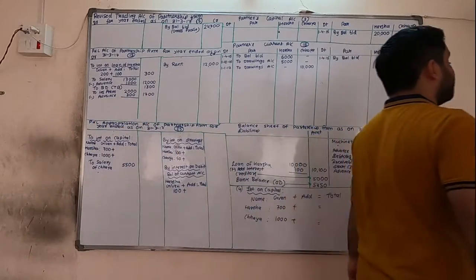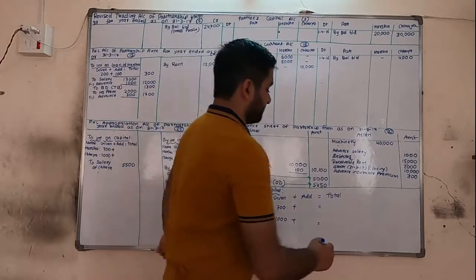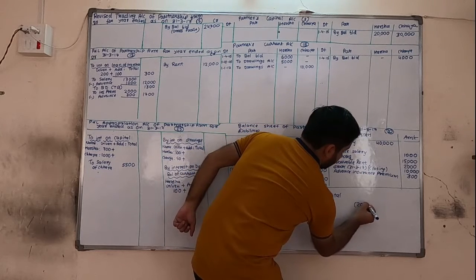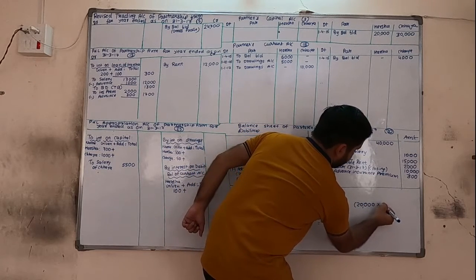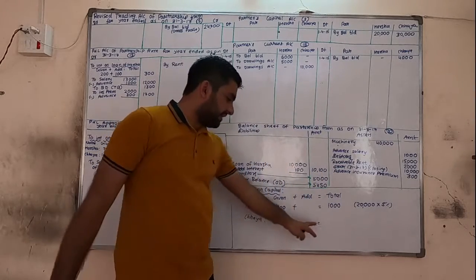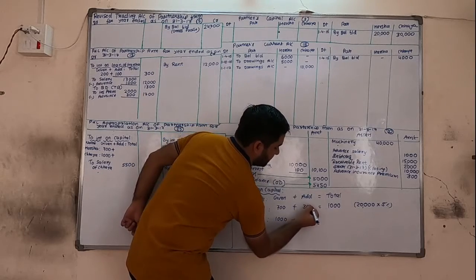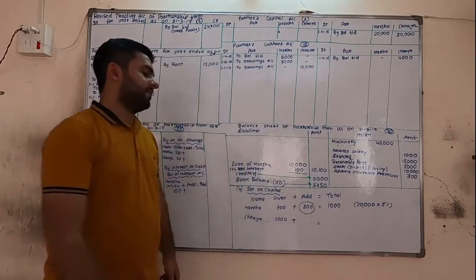Now, what is the percentage? 5%. And what is the capital of Harsha? 20,000. So here 20,000 multiply 5% is 1,000. So if the total interest is 1,000 and the given interest is 700, the additional interest would be 300.